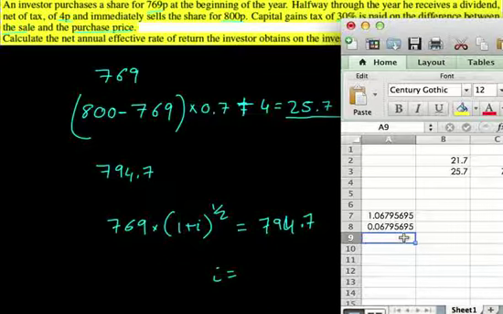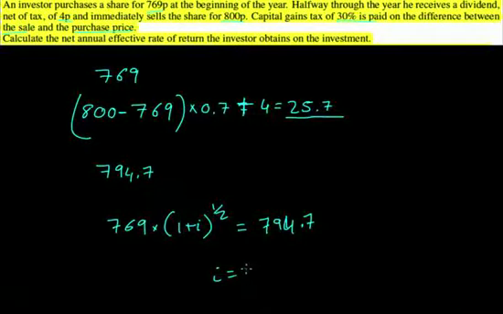6.795 or whatever percent. So we're looking at 6.8% per annum. I'll write that down: 6.8% per annum is what the investor returned. Okay, thanks for watching.